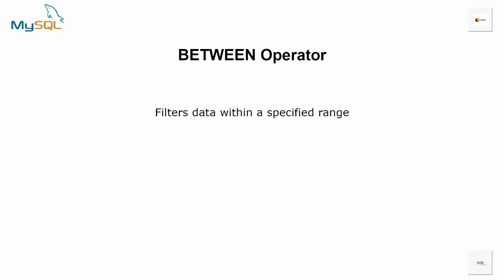The between operator is used to filter data within a specified range. It's particularly useful when you want to retrieve rows where a certain value falls within a given range and both endpoints are inclusive. That means the value starting the range would be included and the value ending the range would be included. Let's head back to the command line client.